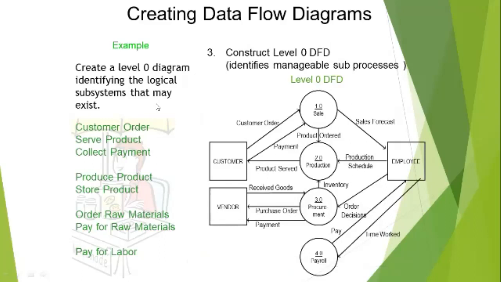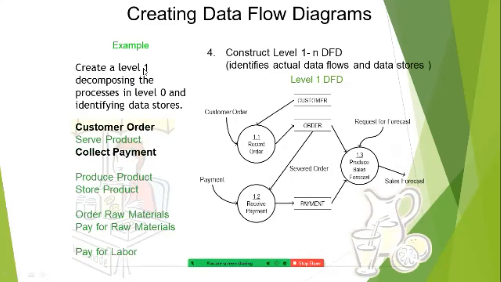Here, the example is to create a level 0 diagram identifying the logical subsystems that may exist. Here, customer order, serve product, collect payment, produce product, store product, order raw material, pay for raw material, pay for labor. And this is the level 0 DFD, where customer, vendor and employee play the main important role.